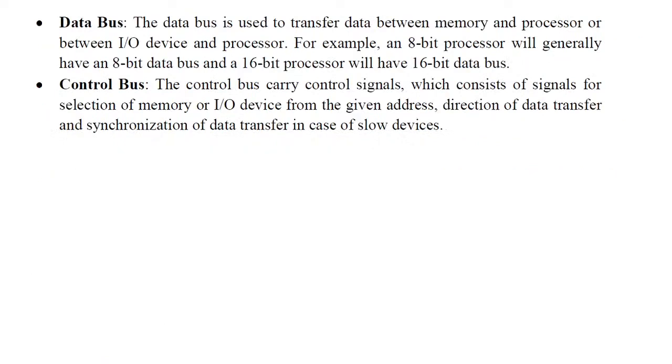Then we have a data bus. The data bus is used to transfer the data between memory and processor, or between IO devices and processor. For example, an 8-bit processor will generally have an 8-bit data bus, and a 16-bit processor will have a 16-bit data bus.